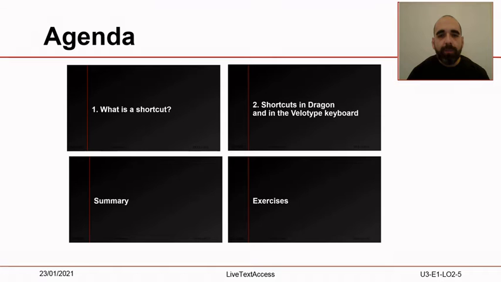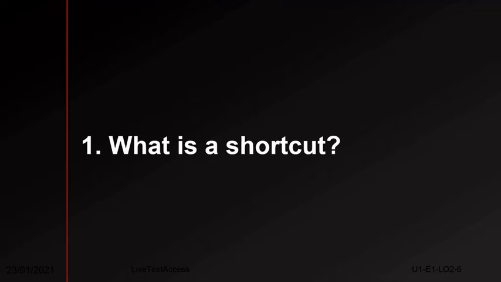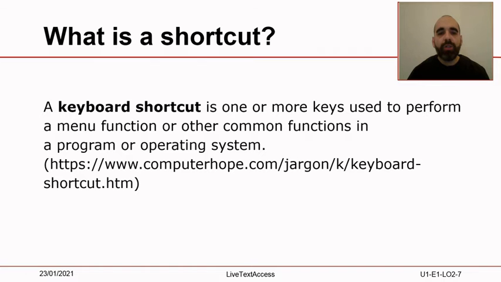The topic of this video lecture is shortcuts. We will see what shortcuts are, with a specific focus on shortcuts in Dragon Naturally Speaking and in the Velotype keyboard. What is a shortcut? Shortcut is an abbreviated form of a keyboard shortcut. A keyboard shortcut is one or more keys used to perform a menu function or other common functions in a program or operating system.